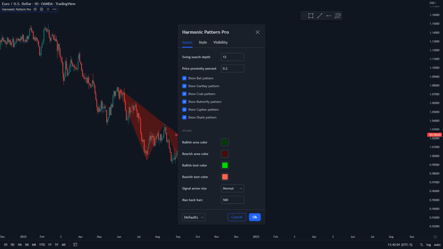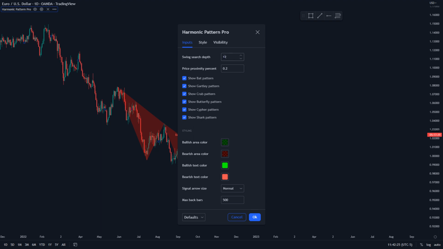This is Ronald, and in today's video we're going to go over the Harmonic Pattern PRO. This is for Tradingview, and you can see I've just got the settings pulled up. I want to just briefly go over some of this. The first two things here, swing search depth and price proximity percent.